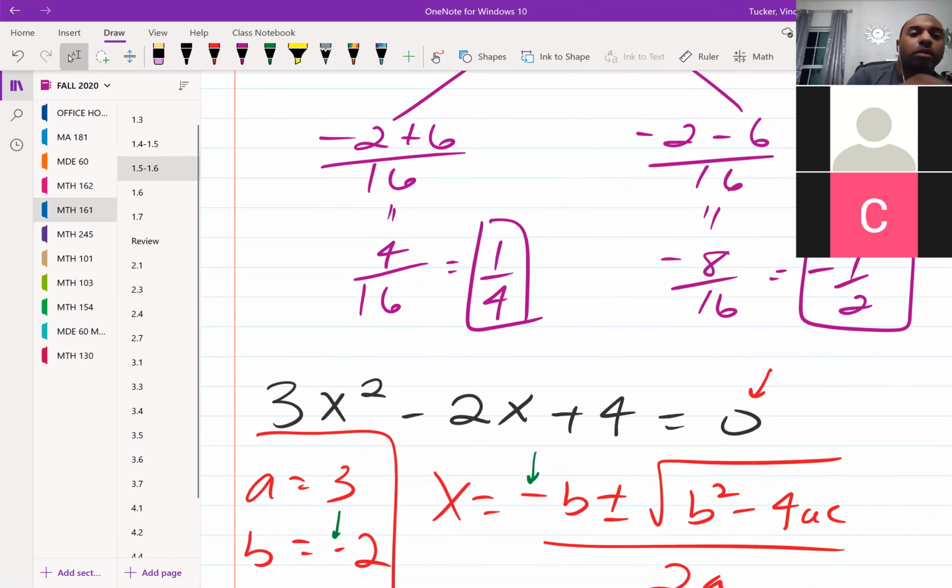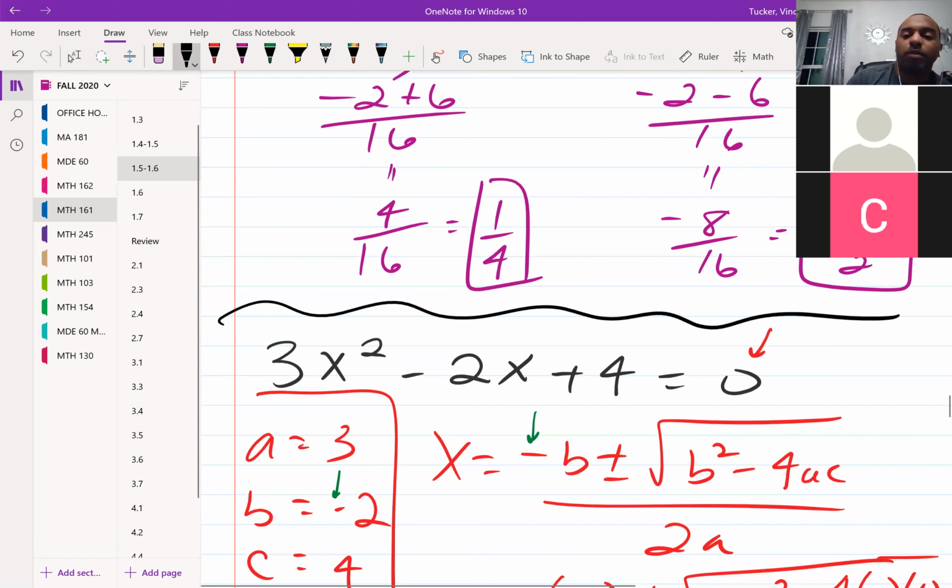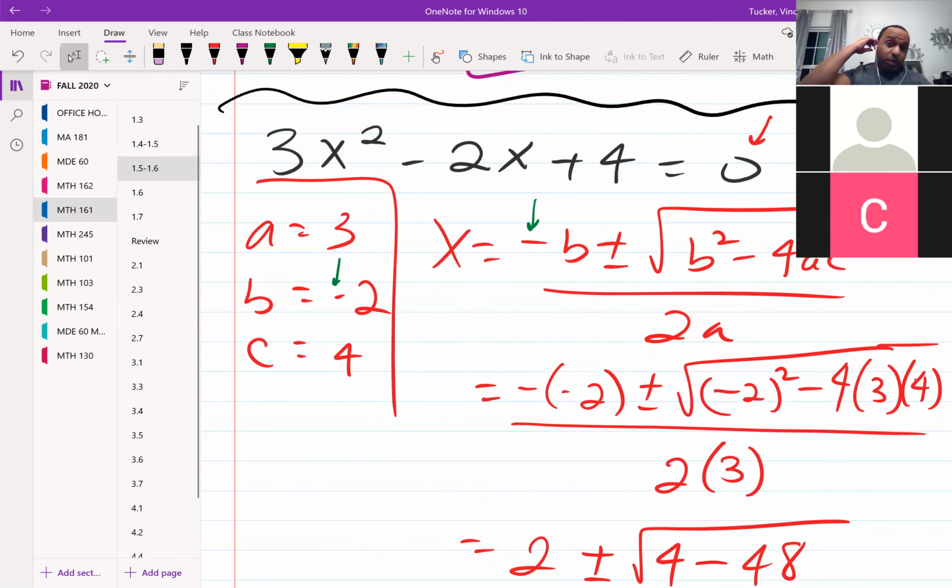All right, let's do it again. Should be the last one, if I'm not mistaken. Yep. All right, so 3x squared minus 2x plus 4 equal to 0. We already have one side set equal to 0, so we're good to go there. That means a is equal to 3, b is equal to -2, c is equal to 4.